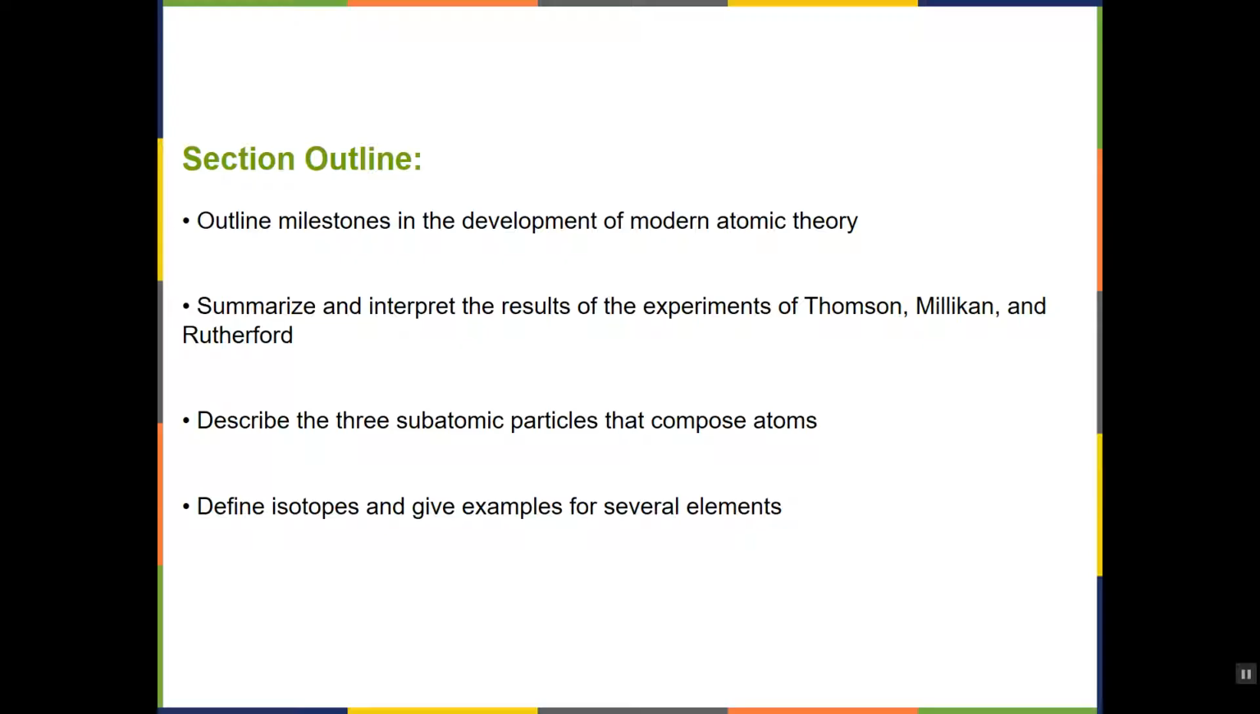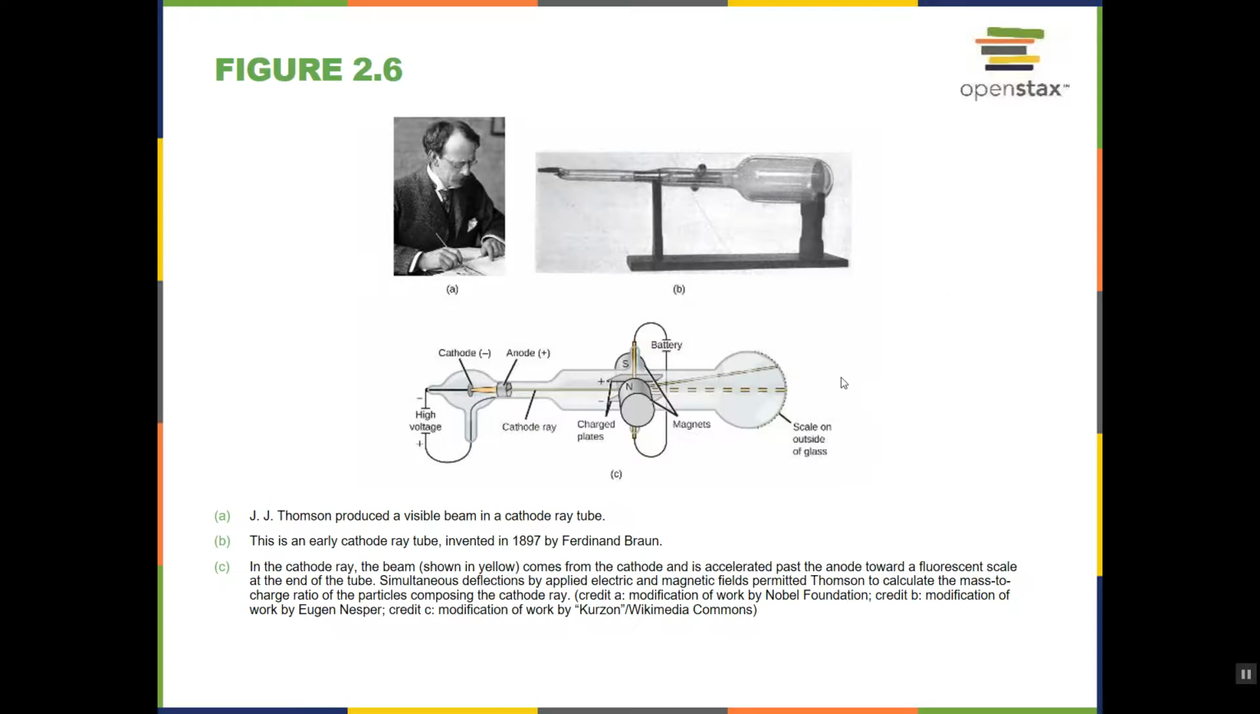The outline of what we're going to be taking a look at is as follows. We're going to outline the milestones in the development of modern atomic theory, summarize and interpret the results of the experiments of J.J. Thomson, Millikan, and Rutherford, describe the three subatomic particles that compose atoms, and define isotopes and give several examples for different elements.